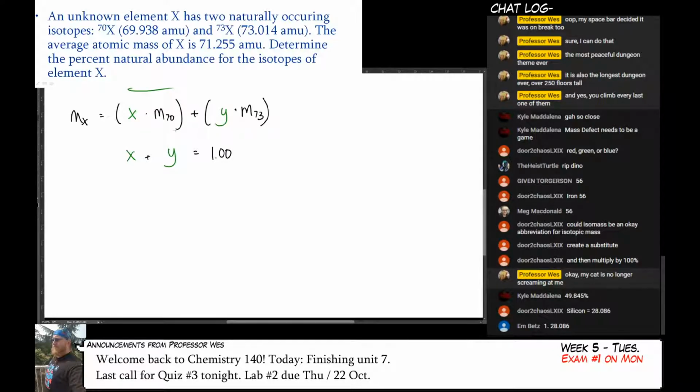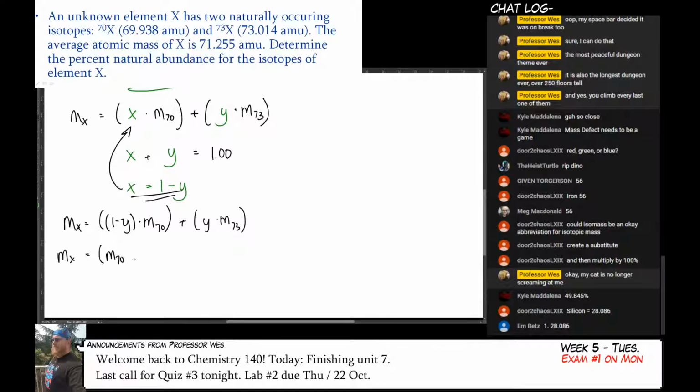So I'm going to solve for, well, let's solve for X this time. It's functionally the same thing. You can do it however you want to. So I'm going to take this and put it right here. So that's going to give me the mass of X is going to be 1 minus Y times isotope 70's mass. So then I can FOIL that out. And once I've got that, I don't need these parentheses anymore.